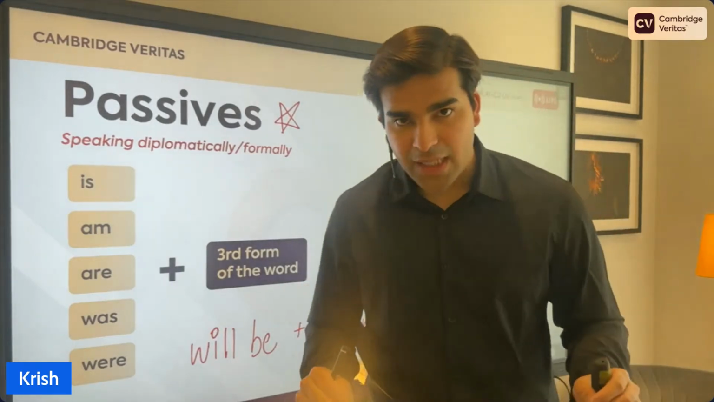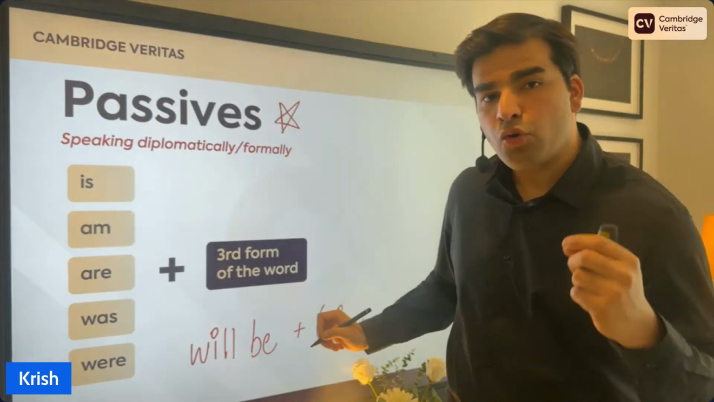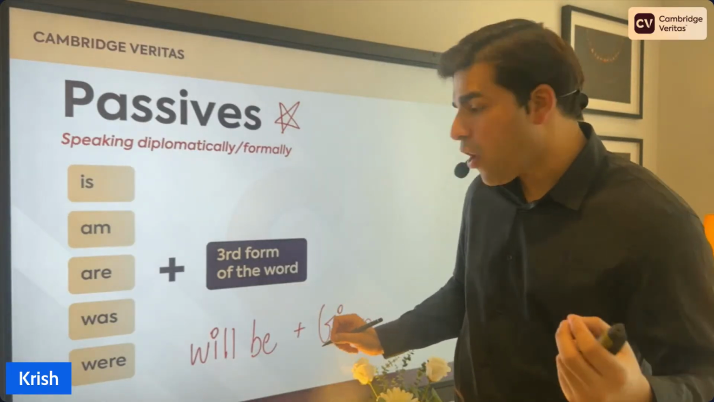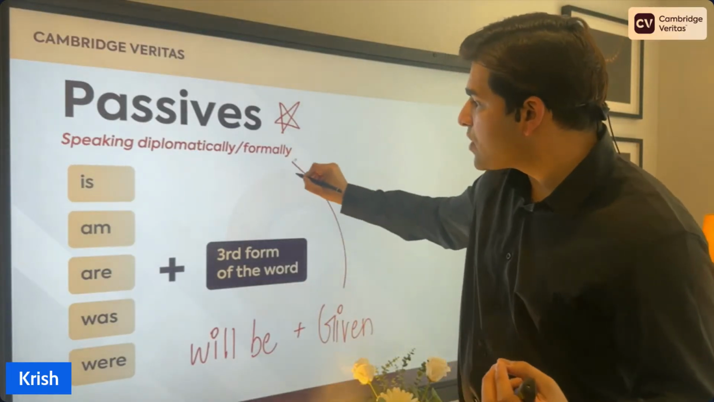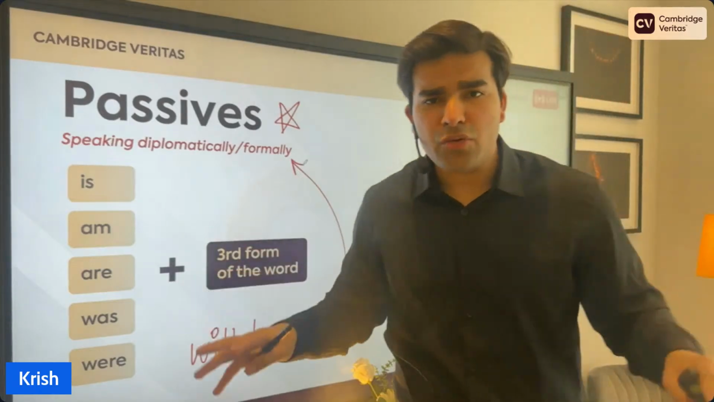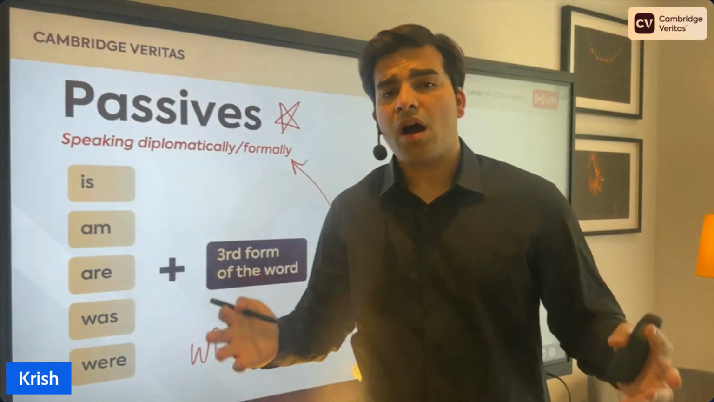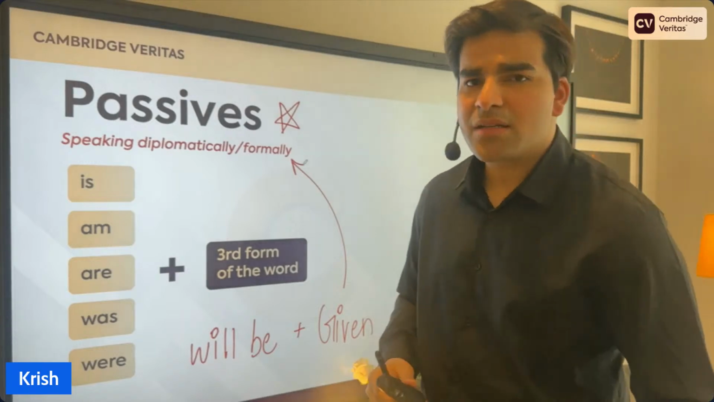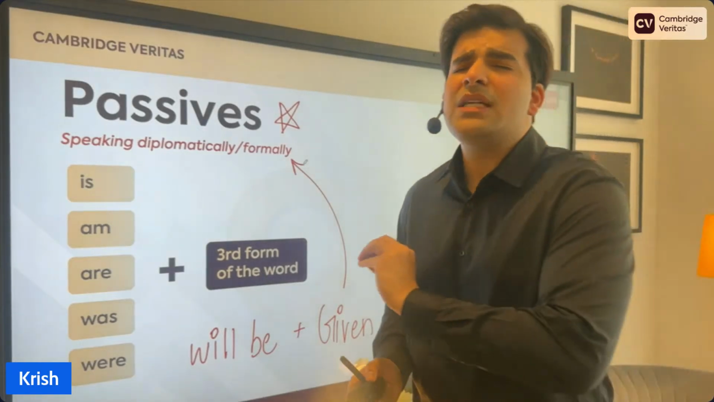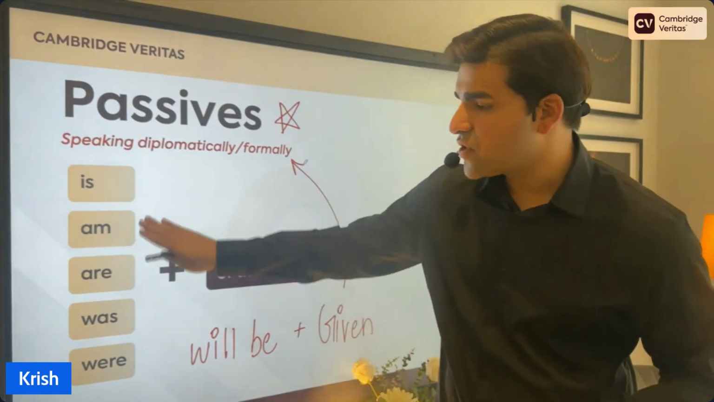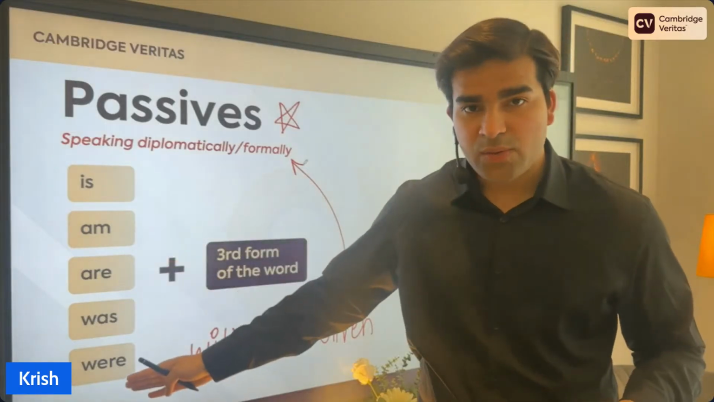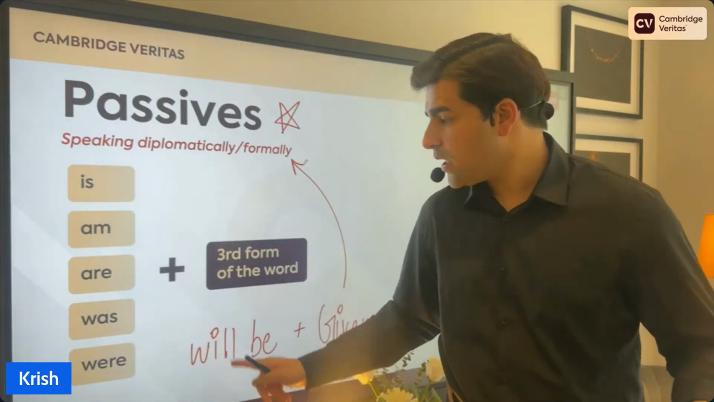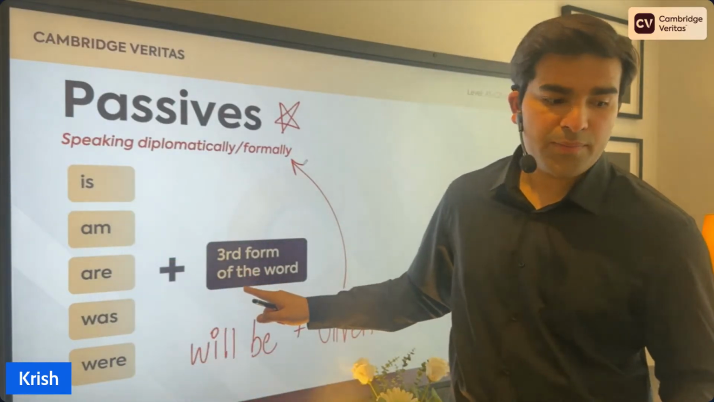In diplomatic English, it is not about who is doing it. The person is not important. It's about what is being done. So if there are news around you circulating, there are articles that are being published, go today and see what kind of sentences are being used. And you will see tons of examples of this structure. Is, am, are, was, were, will, shall, and then the third form of the word.